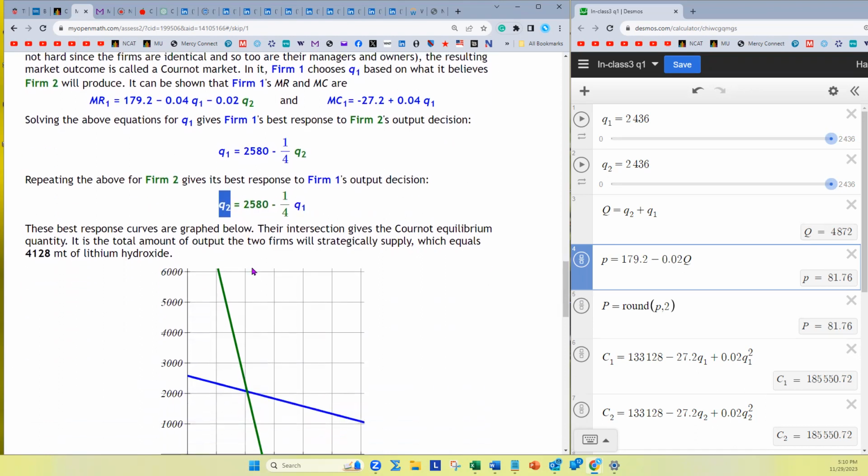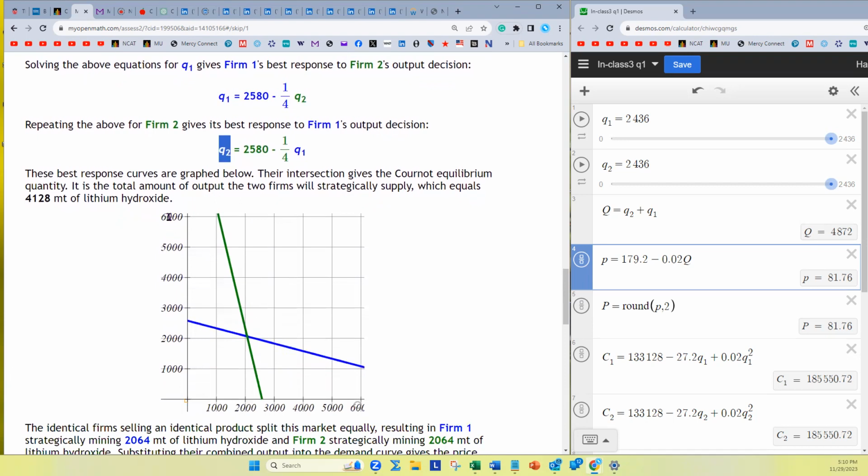And then I'm going to graph the two equations down here together. Now this is Q2. This is Q2, and this is Q1.